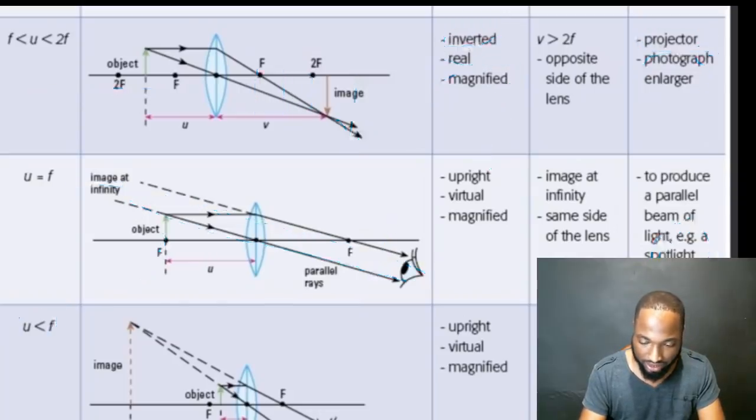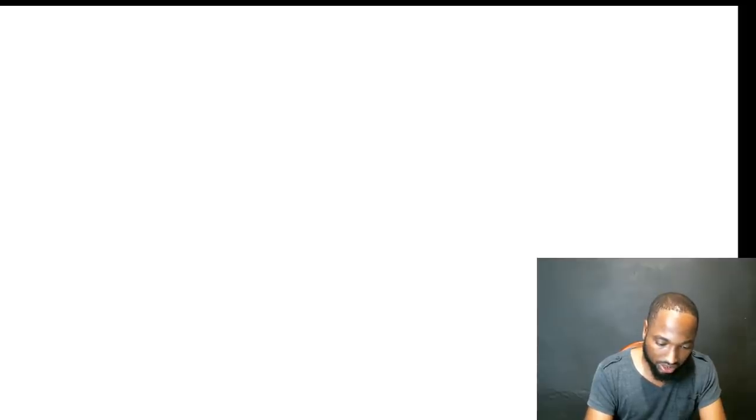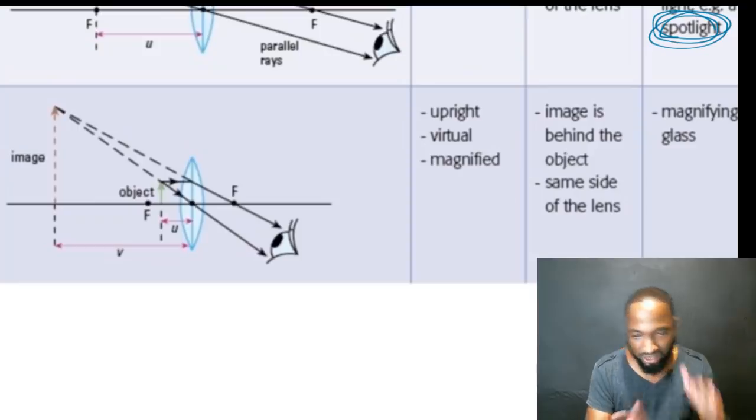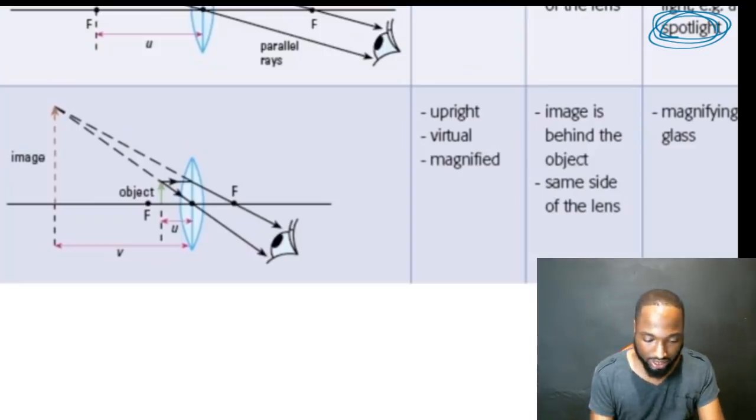The image is on this side now. So from here, the image is starting to go. We're starting to see the images on the next side. And this is using a spotlight. If the object distance is less than F, let's just get the last one inside. So yeah, the last one was using a spotlight, because you get the nice parallel beams of light.